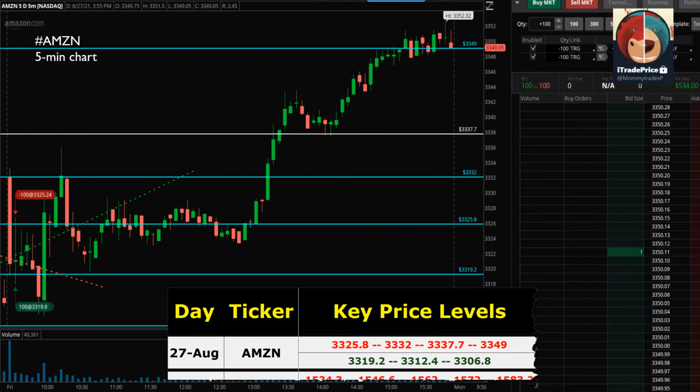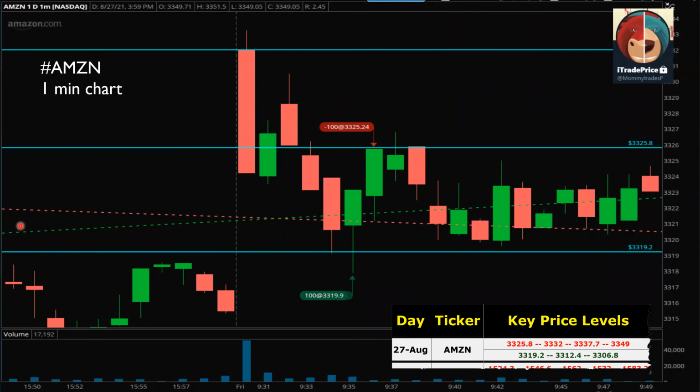And let me show you what it looks like in a 1 minute chart of the same Amazon stock. So I entered here at 33.19 at the key level, and in the next minute or so, I got out at 33.25. I'm not looking to hold this for a longer time. I want to get out in the 2 to 3, 4 minute time frame, because if it's not going to work, it will tell me immediately. So I want to get out.